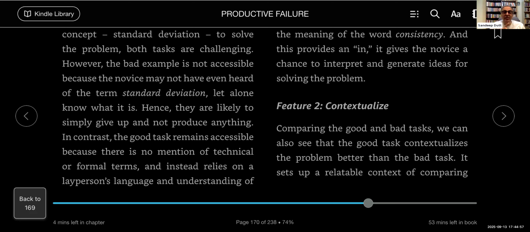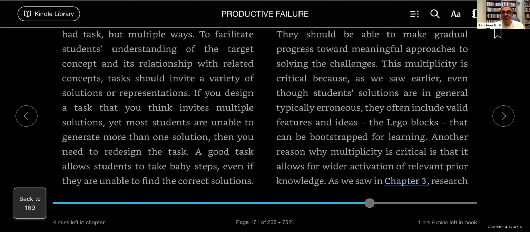To facilitate students' understanding of the target concept and its relationship with related concepts, Masterclass provides structured examples. A good task allows students to take baby steps, even if they are unable to find the correct solutions. They should be able to make gradual progress towards meaningful approaches to solving the challenges.